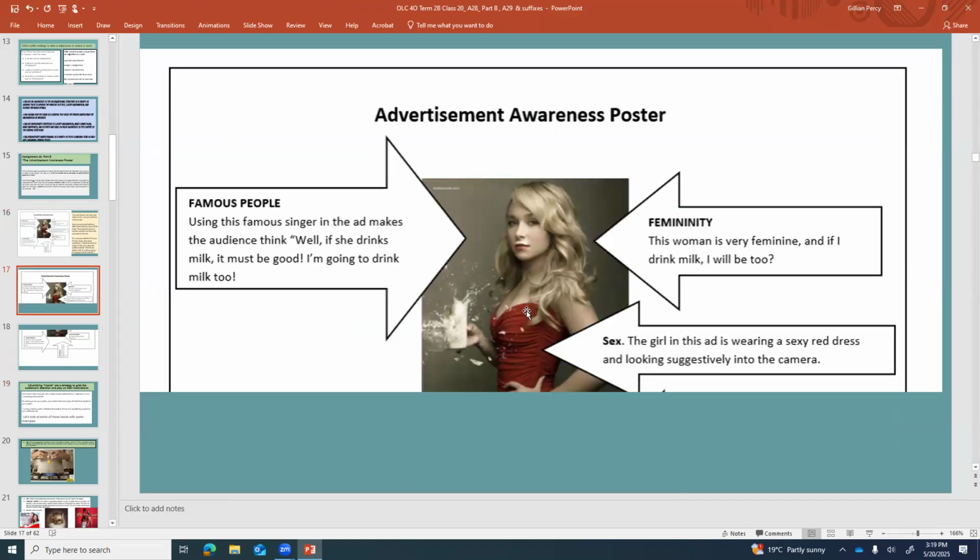Okay. So here it is. It's a girl selling milk. So first of all, we've got famous people. That's the name of the hook. And then we describe how it's used. Using this famous singer in the ad makes the audience think, well, if she drinks milk, it must be good. I'm going to drink milk too. Femininity. This woman is very feminine. And if I drink milk, I will be too. Sex or sexiness. The girl in this ad is wearing a sexy red dress and looking suggestively into the camera.